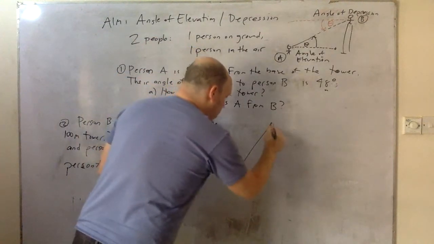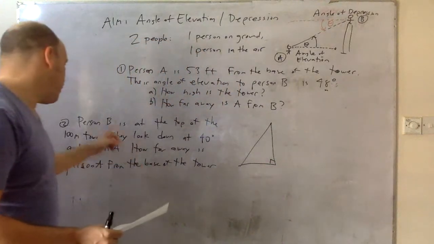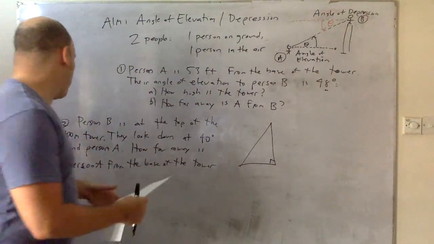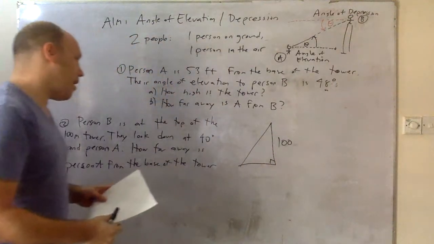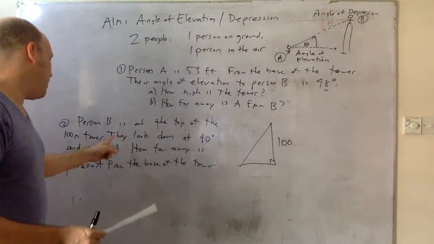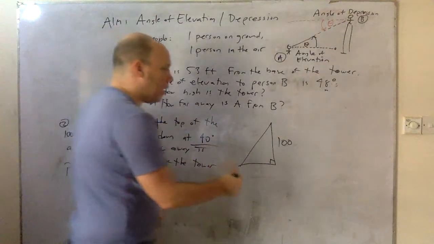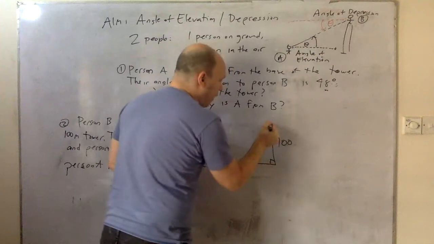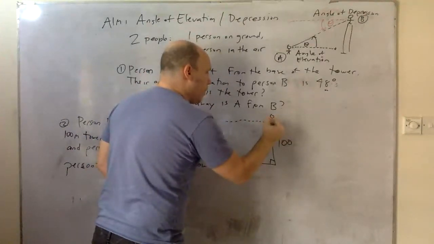So we have started with our right triangle. We're told that person B is at the top of a 100-meter tower, and that he looks at 40 degrees. So we need to be very, very careful of what's going on here. We know the person's up here. Draw a picture of a person up here.